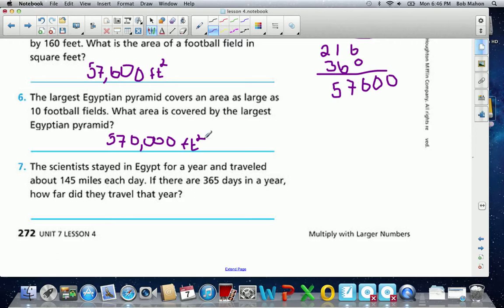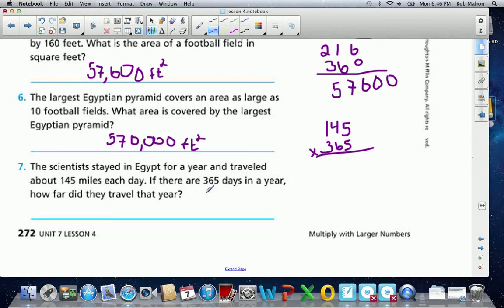Okay. Scientists stayed in Egypt for a year and traveled about 145 miles each day. If there are 365 days in a year, how far did they travel? Multiplication. I'm going to set it up, even if it's not your method, and then you're going to pause it, do whatever method you like to solve this problem. 145, we're multiplying that by 365. Okay, when you come back, I'm just going to provide you with the answer, probably not walk through the steps. Okay, so pause the video, solve the problem. If you don't get it correct when you come back, please check your answer.